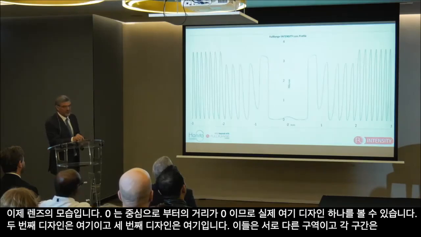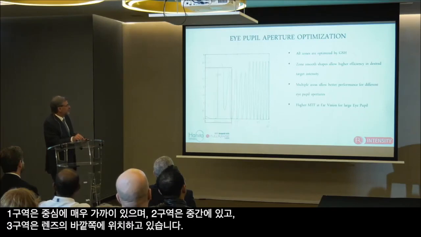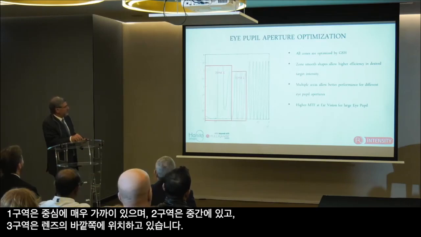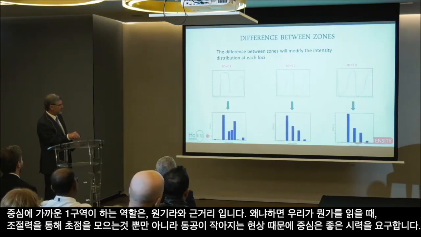Now this is what the lens looks like. This 0 here is the 0 distance from the center. We can see there's one design here, a second design here, and the third design is here. These are the zones, different zones, and each zone has its own specific characteristics. This is zone 1, very close to the center, zone 2, the intermediate, and zone 3 at the far periphery of the lens. Zone 1, which is close to the center, gives the distance, the far intensity, and the near.